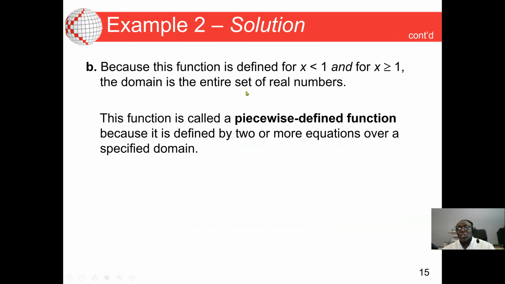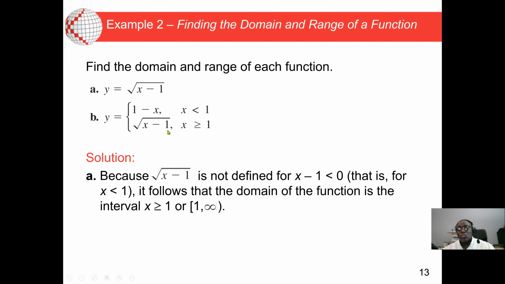Now, because this function is defined for x less than 1 and for x greater than or equal to 1, the domain is the set of real numbers. Normally we call this function a piecewise defined function. That's our second example. Here we have 1 minus x when x is less than 1, and the square root of x minus 1 when x is greater than or equal to 1.